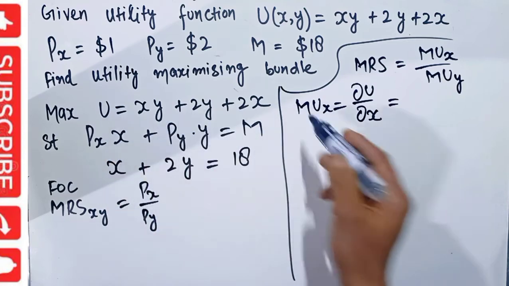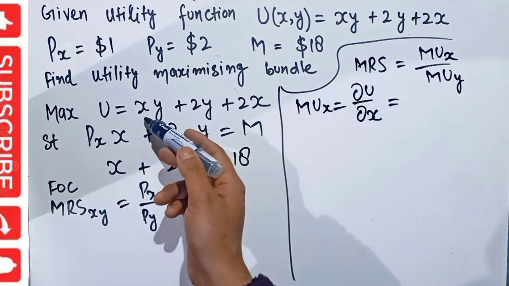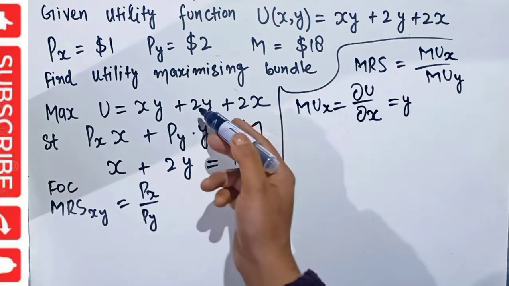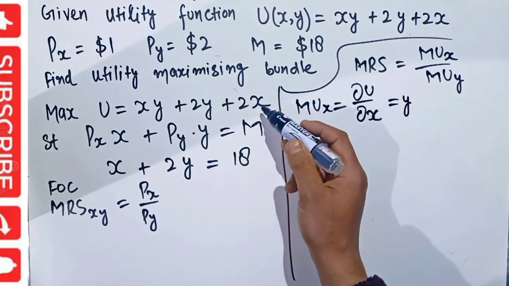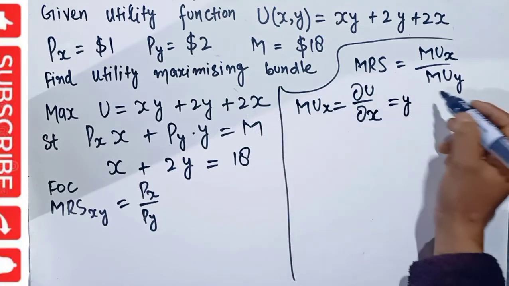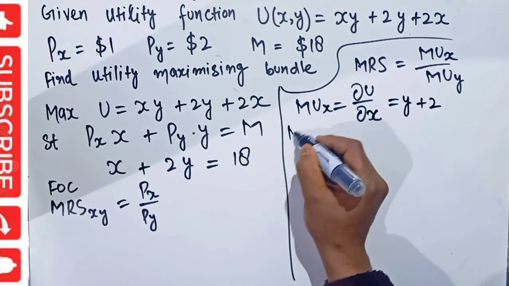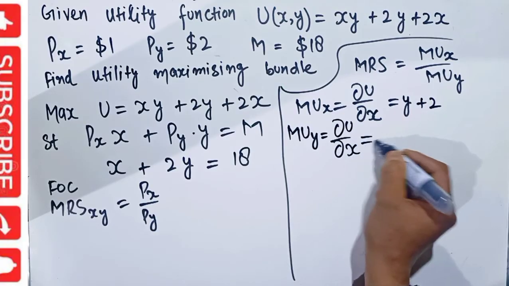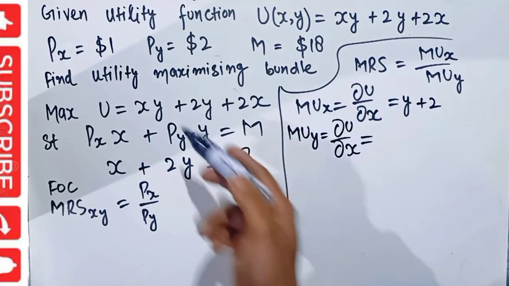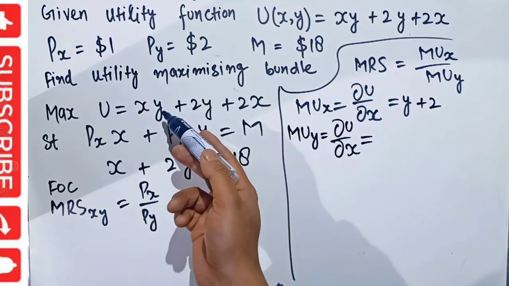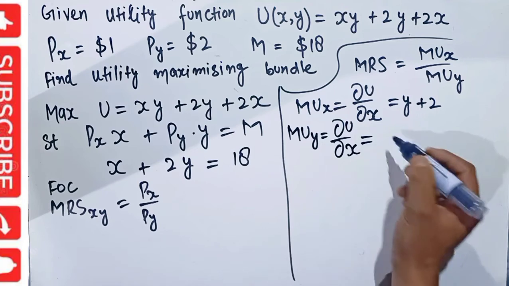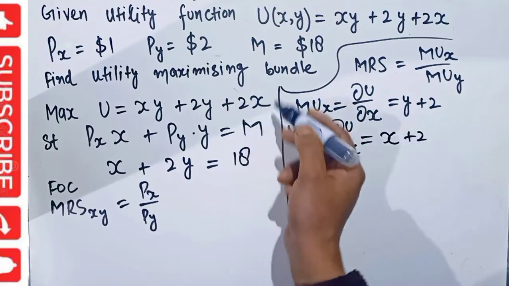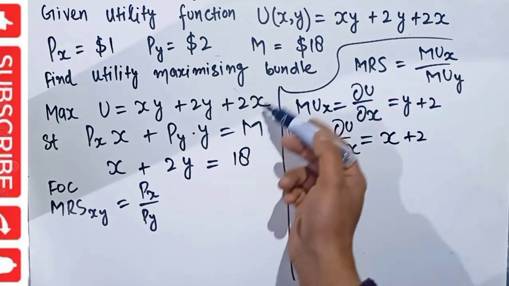Given this utility function, its derivative with respect to x partially is: derivative of x is 1, so we are left with y. In the next term we don't have any x, so the derivative of the second term will be 0, and in the last term we have 2x, its derivative is 2. Similarly, marginal utility of good y means the partial derivative of the given utility function with respect to good y, so partially differentiating this time with respect to y, derivative of y in the first term is 1, so we are left with x. In the second term derivative of 2y is 2, and in the last term we don't have any y, so its derivative will be 0.